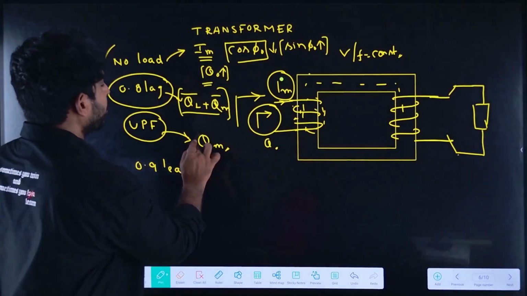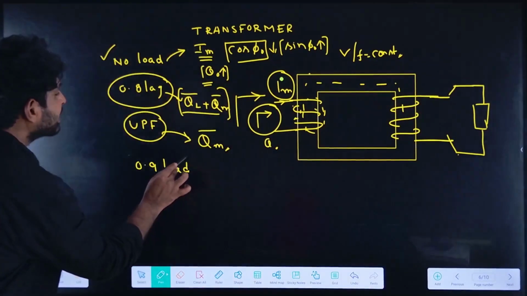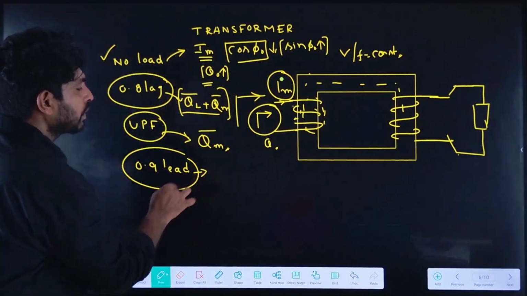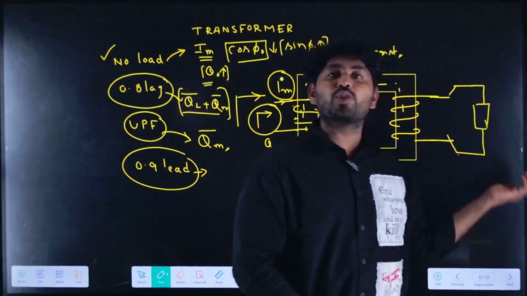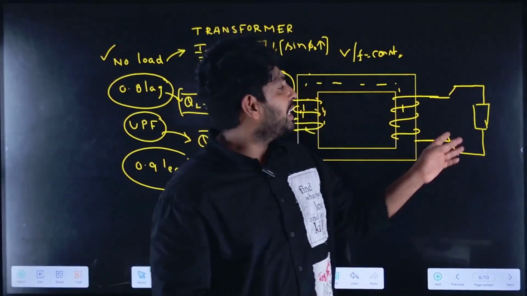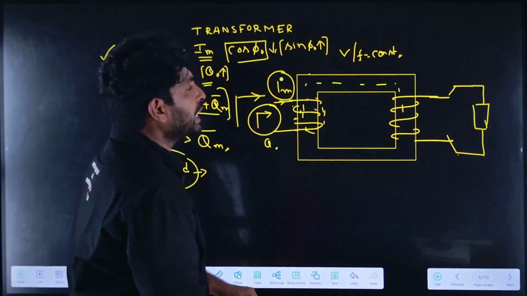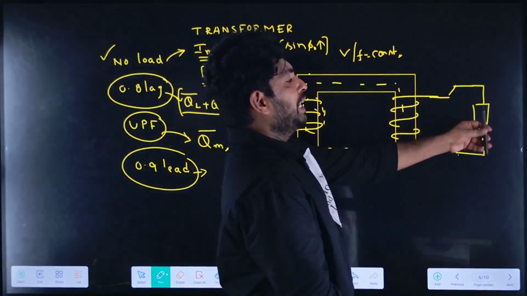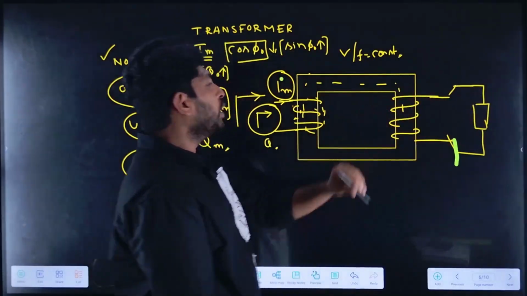Magnetizing reactive power. QM is the magnetizing reactive power. Now, let me take the 0.9 leading. So what is the leading? Leading means we have connected the capacitive load at the end of the transformer. If I connect the capacitive load at the secondary side, the load side of the transformer, what happens?